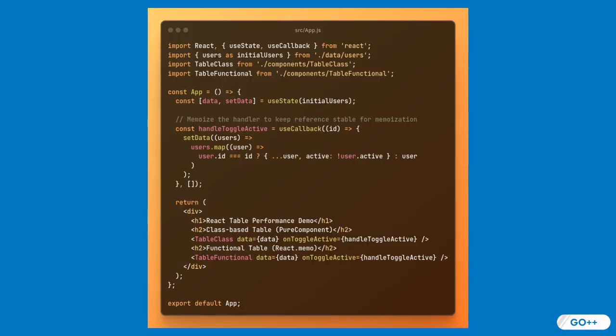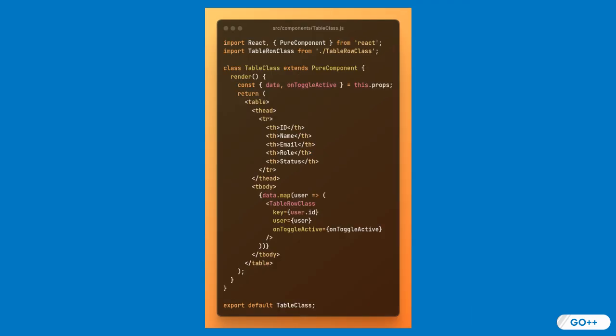This is the main application file that demonstrates side-by-side rendering of a large table using both PureComponent-based and functional React.memo component paradigms. It includes state management for toggling user status and memoizes the event handler to ensure stability of props for optimal memoization. This supporting file provides the PureComponent-based class implementation for the table, which maps each row to a PureComponent table row class. The key design is to leverage React's shallow prop and state comparison to avoid unnecessary re-renders when each row's props remain unchanged.